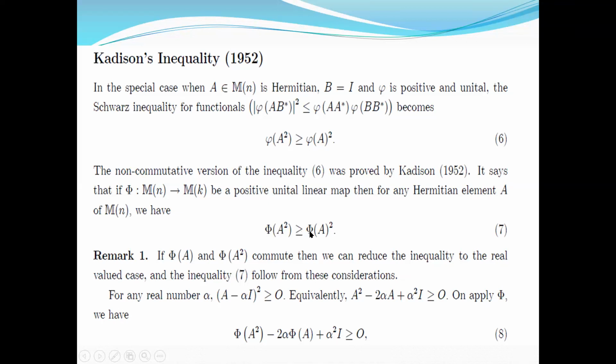Why? Again, if here phi(A) and phi(A^2) commute, then we can reduce the inequality to the real valued case, and the proof follows the same as in the case of numbers. Why? Because if A is Hermitian, then for any real number alpha, (A minus alpha I) whole square is a positive semi-definite matrix. Expanding this, we have A^2 minus 2 alpha A plus alpha^2 I is positive semi-definite. Now apply phi, and using linearity, we have this inequality.